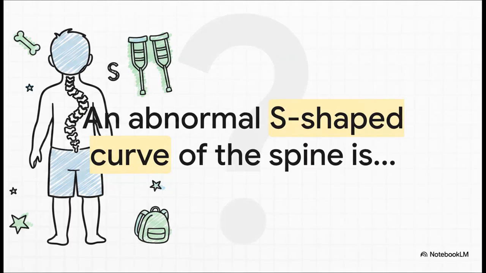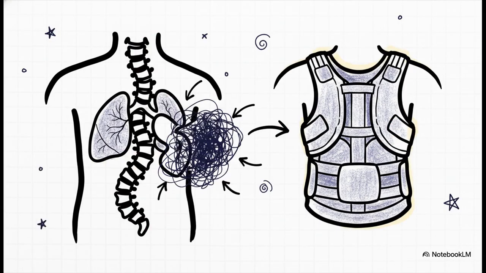Let's test that rapid-fire knowledge with one final practice checkpoint. An abnormal S-shaped curvature of the spine seen in school-aged children is? Yep, the answer is scoliosis, and the rationale for why we screen for this so aggressively in prepubescent kids is crucial to understand. Most curvatures aren't progressive, sure, but if severe scoliosis is left untreated, it can eventually restrict lung function and even impair the heart due to the skeletal deterioration. Early bracing or surgery can literally prevent those life-threatening complications.